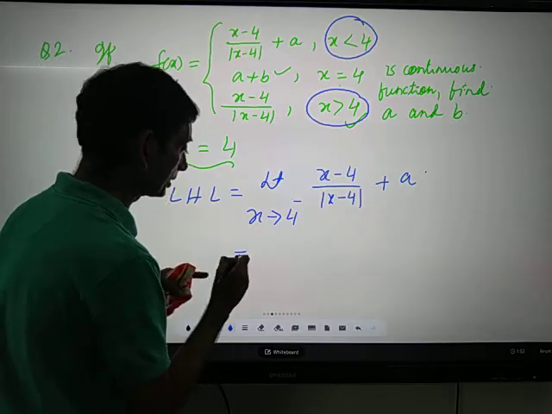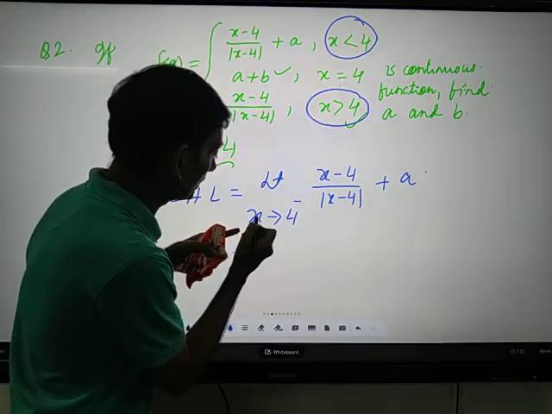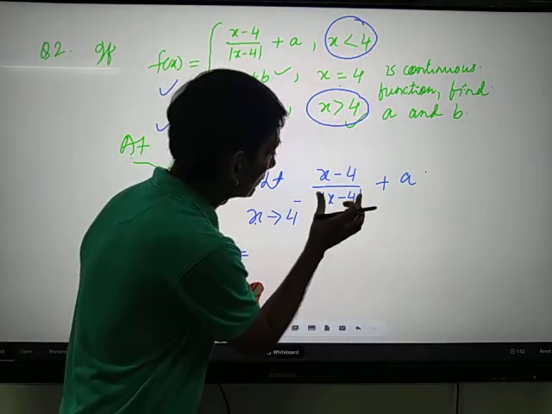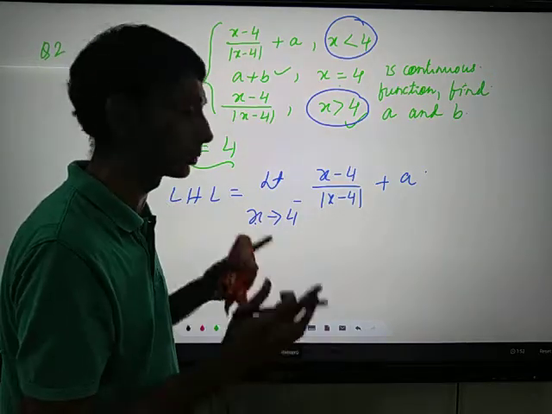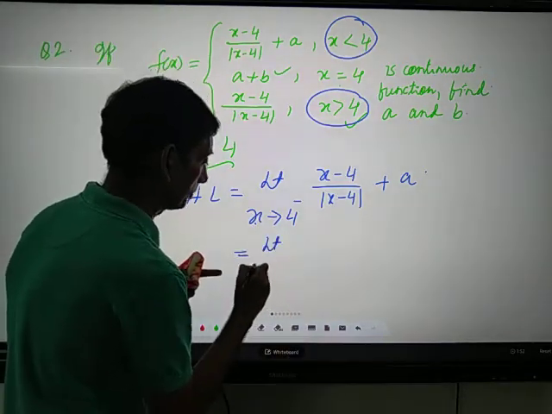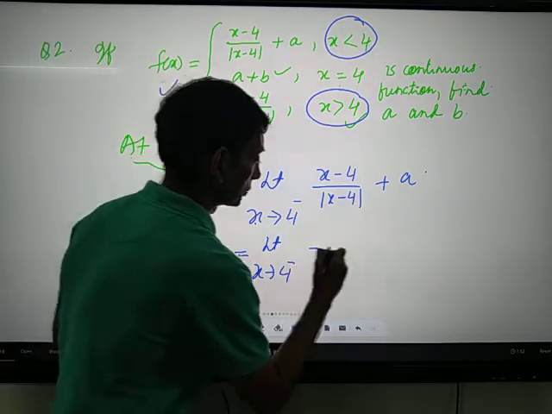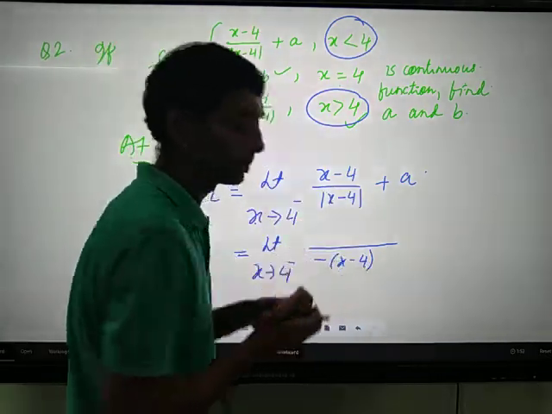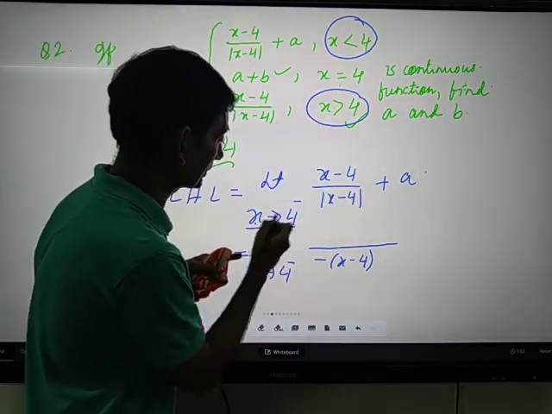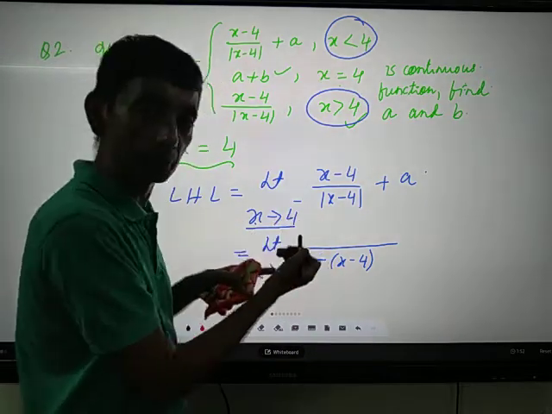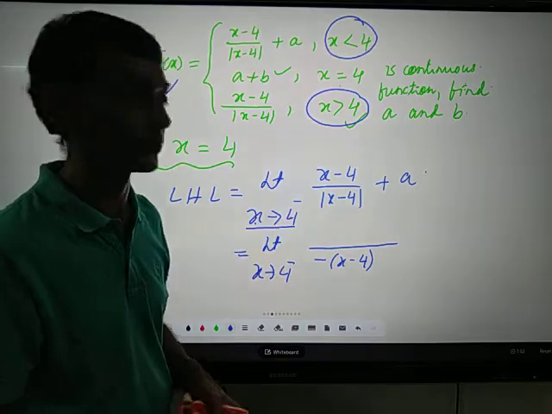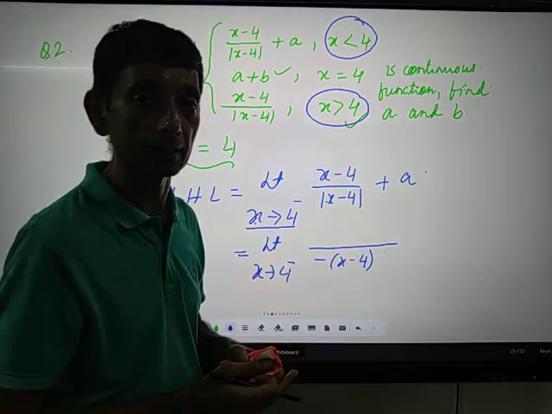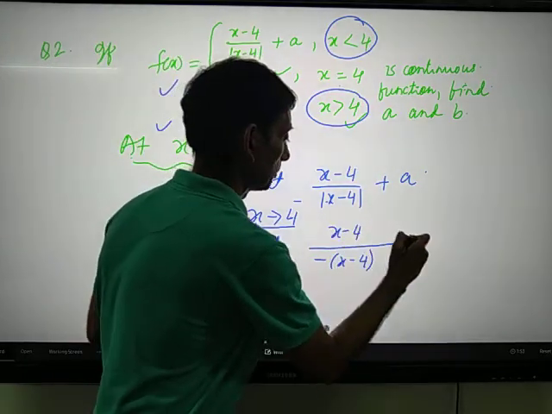Now, most important is that when x approaches 4 minus, that means this x is slightly less than 4. So when x is less than 4, what is mod (x minus 4)? Mod (x minus 4) will be negative. So for x tends to 4 minus, this will be minus (x minus 4). Why? Because according to this limit, x approaches 4 minus means you are approaching 4 from the negative side. So x is less than 4, that means this x minus 4 will be negative. So mod (x minus 4) will be minus (x minus 4). So this is (x minus 4) by minus (x minus 4) plus a.